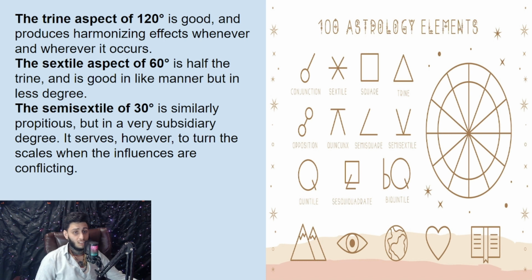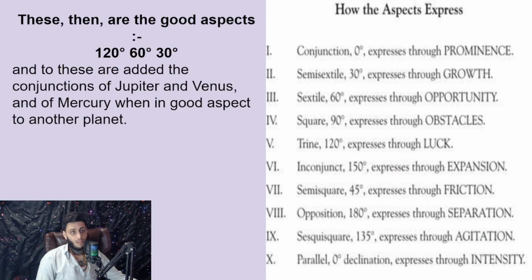It serves, however, to turn the scales when the influences are conflicting. Then, these are the good aspects, 120 degrees, 60 degrees, and 30 degrees. And to these are added the conjunctions of Jupiter and Venus, and of Mercury when in a good aspect to another planet. So guys, we see how the aspects have a direct impact on what happens in the cosmos.